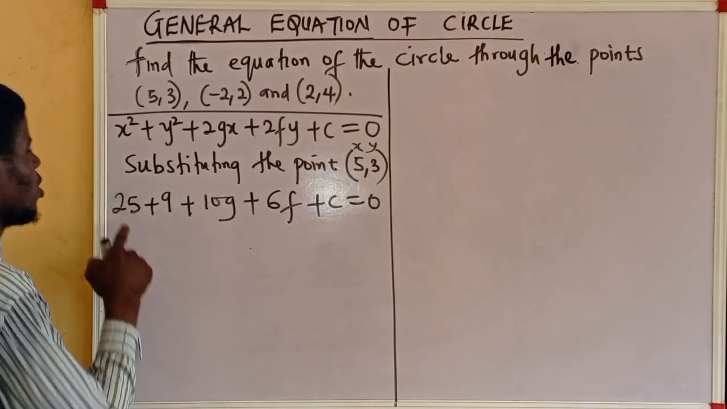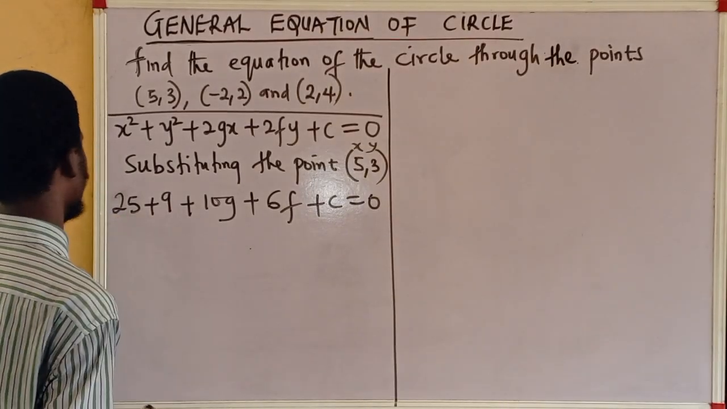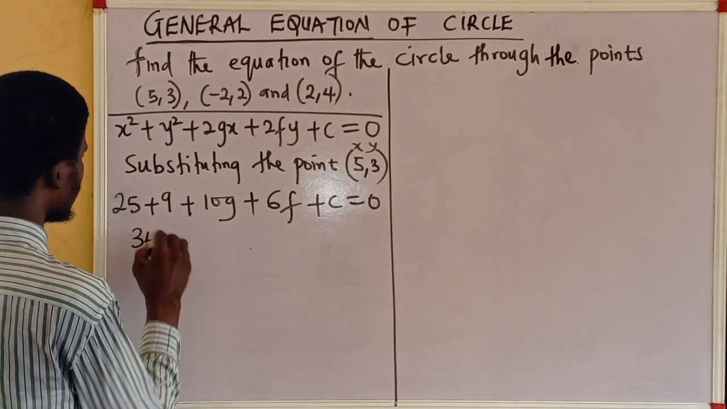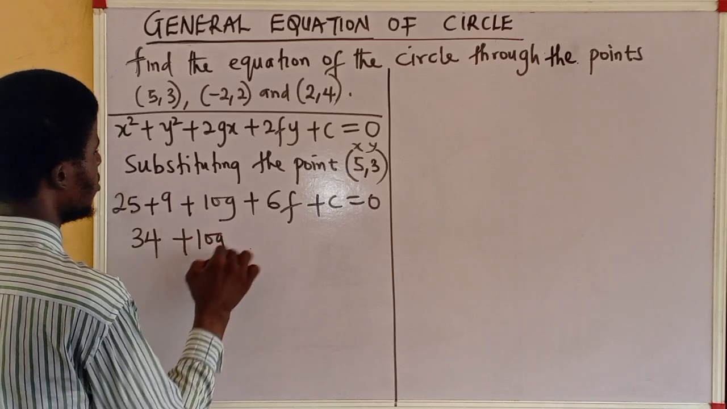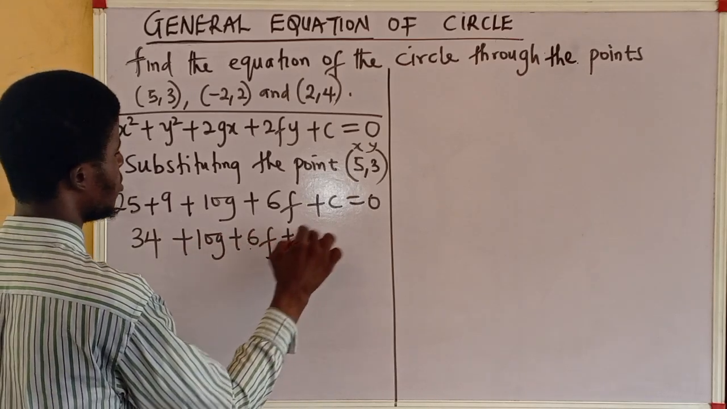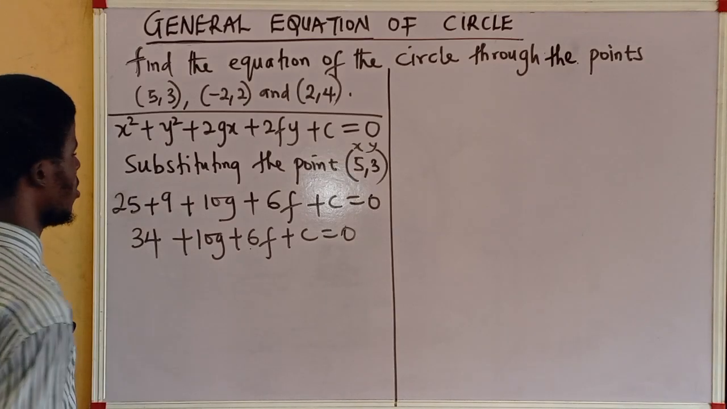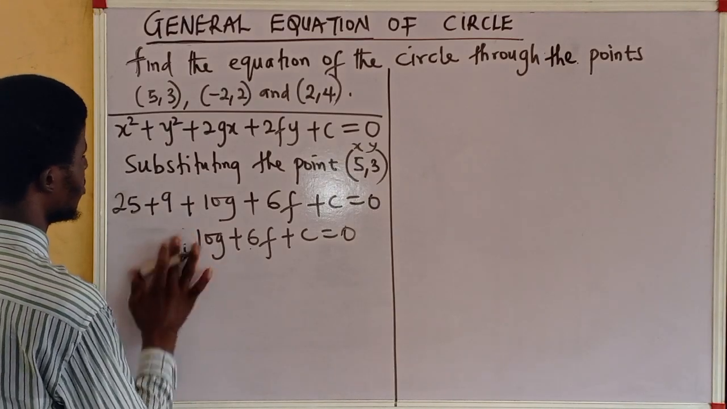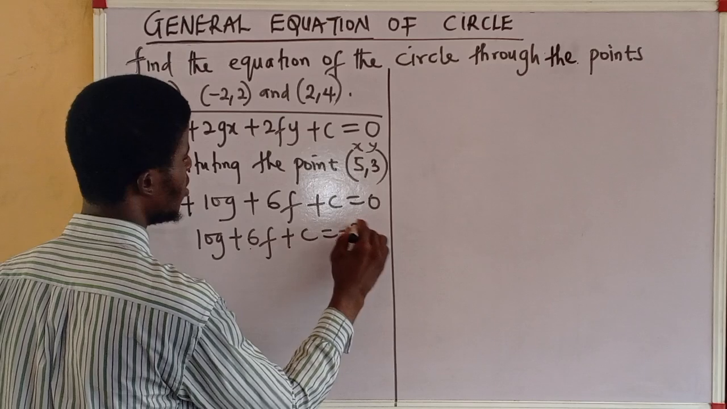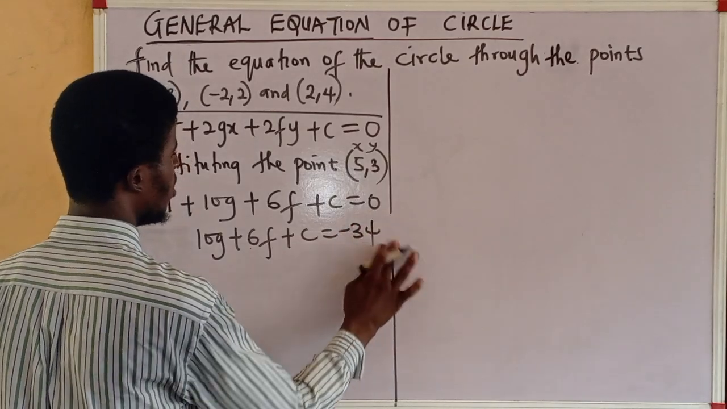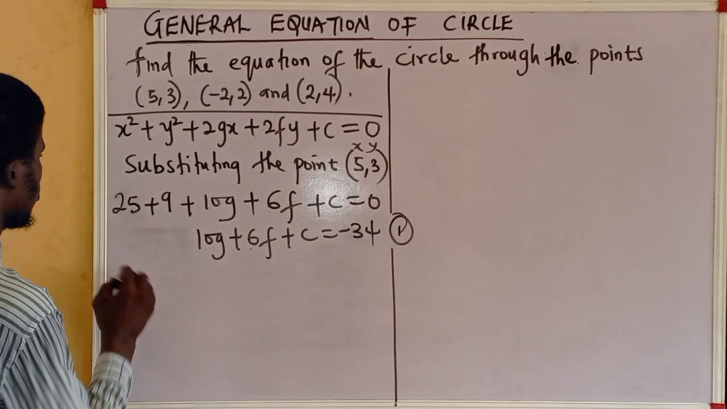25 plus 9 is 34, plus 10g plus 6f plus c equal to 0. If the 34 crosses, it's going to turn to minus. So let me just say equal to minus 34. This is equation 1.